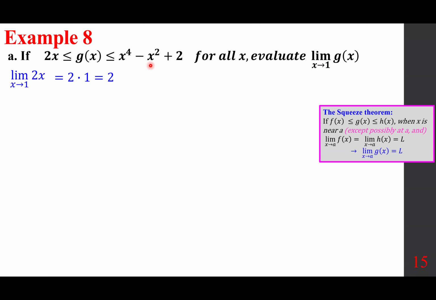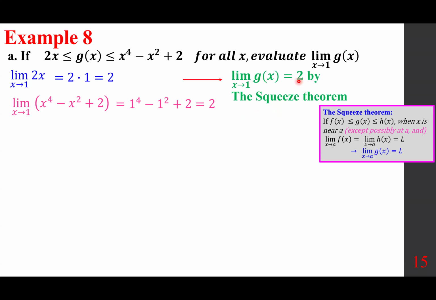The right side is this function. We're going to take the limit of this function as x approaches 1. 1 to the power of 4 minus 1 squared plus 2, that is also 2. And according to the squeeze theorem, because the left and the right functions, f of x and h of x, when we take the limit as x approaches a equals L, the one in between gives us the same answer. Therefore, this must give us the same answer. The limit of g of x as x approaches 1 must be 2 by the squeeze theorem. So when you answer that, you can't stop at limit of g of x as x approaches 1 equals 2. You have to mention by the squeeze theorem.